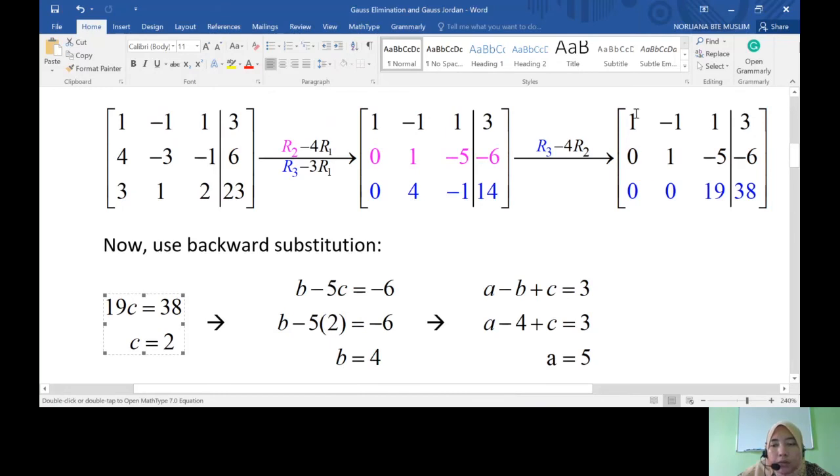Okay, next one, from row number 2, we move to row number 1. So this is A minus B plus C is equal to 3. So we write down the equation as here. We already know the values of C and B, C is 2, B is 4. Plug them into this equation, then solve for unknown A, then we have A is equal to 5.